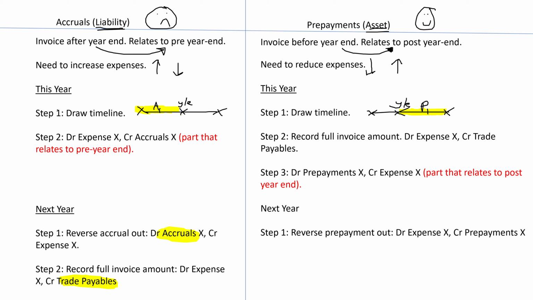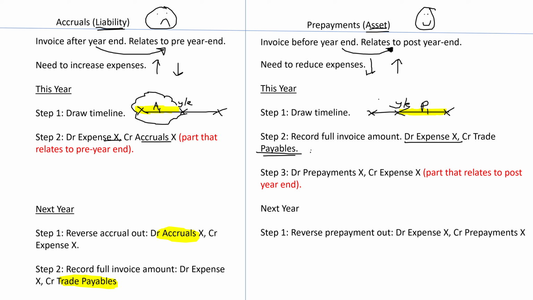Now for accruals, all we're doing is recording an additional expense. So we're calculating the yellow bit here, and we're doing debit expense, credit accruals. Prepayments are a bit different. The reason why is you're getting the invoice before the year end. To record the full invoice amount, debit expense, credit trade payables, that ensures that we know that we owe the trade payable the invoice, and then you make the adjustment.